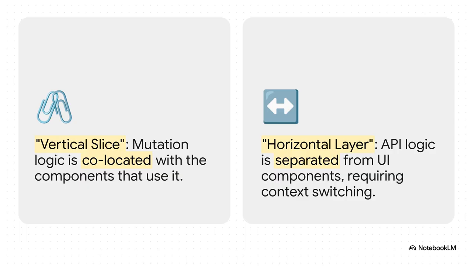With traditional APIs, we build in what you could call horizontal layers. Your UI code is over here, and your API logic is way over there in a different folder. But server actions encourage a vertical slice architecture. This means the logic to, say, create an invoice, lives right there with the create invoice form component. All the code for one feature is in one place. This co-location makes everything so much more self-contained and way easier to understand and navigate.